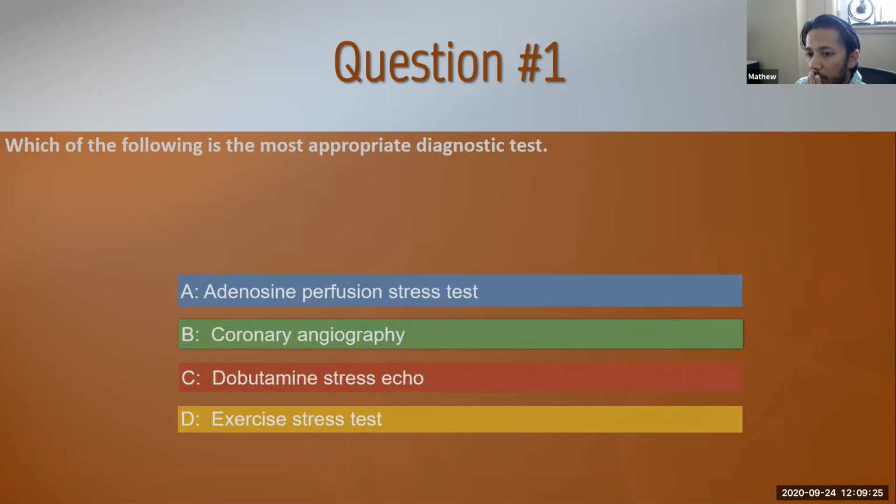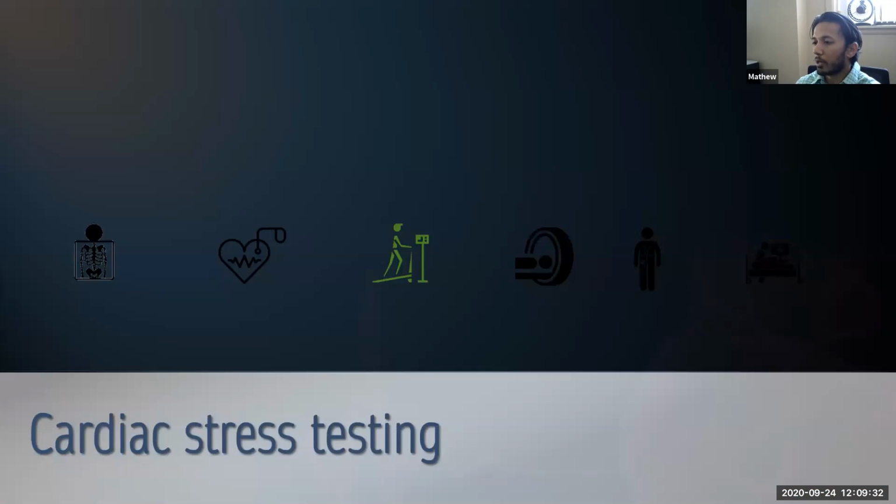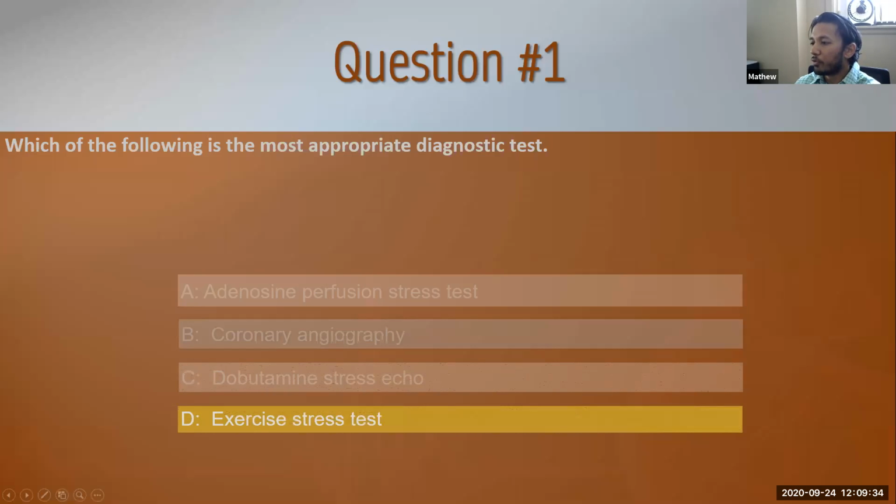All right, so we'll end it right there. I'll share the results. The majority of you put the exercise stress test, and that's absolutely correct. I don't know why it's repeating. Oh, there you go.